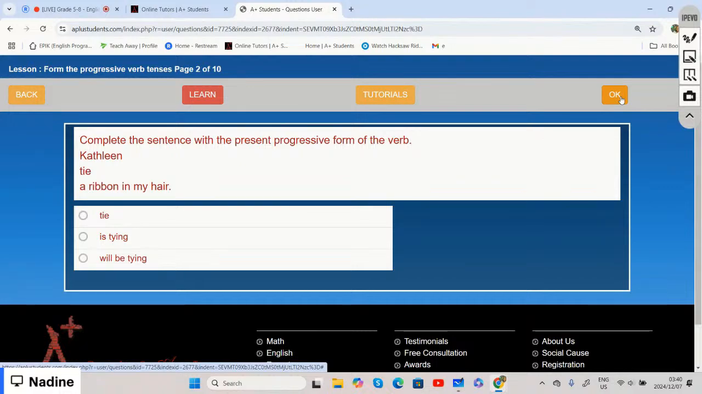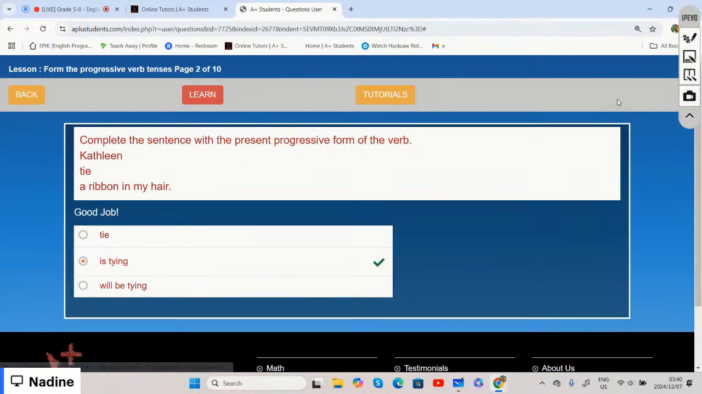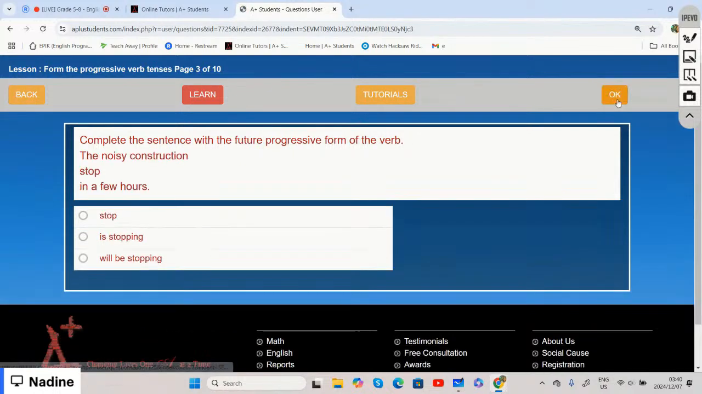And if we were to select the present progressive verb tense, then yes, we will say Kathleen is, option two, tying a ribbon in my hair. That shows the present progressive form of the verb. Well done. We now need to complete the sentence with the future progressive form of the verb.